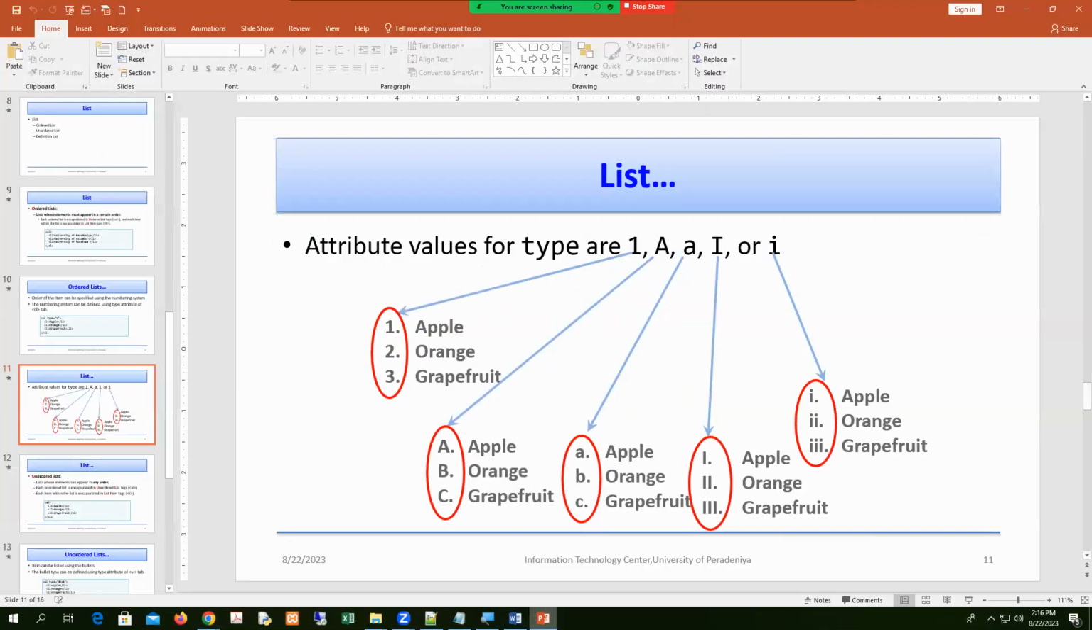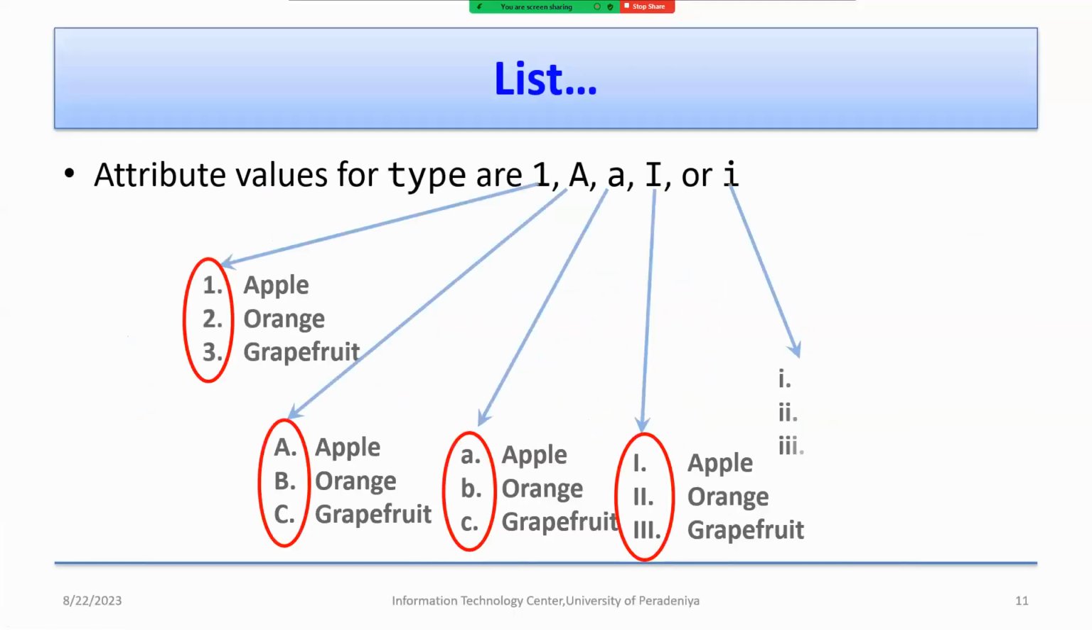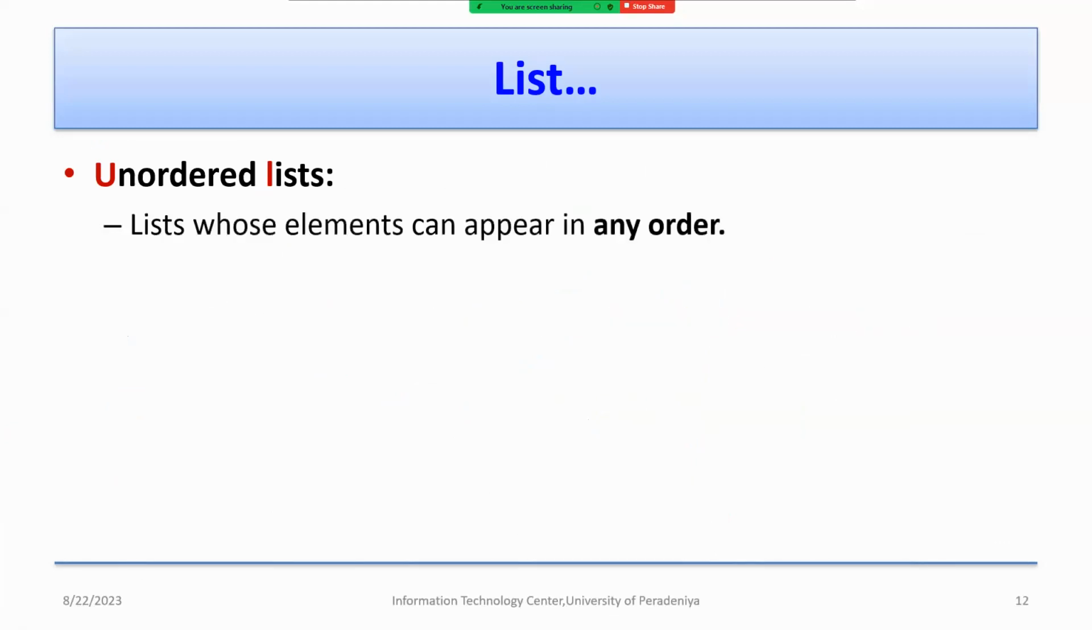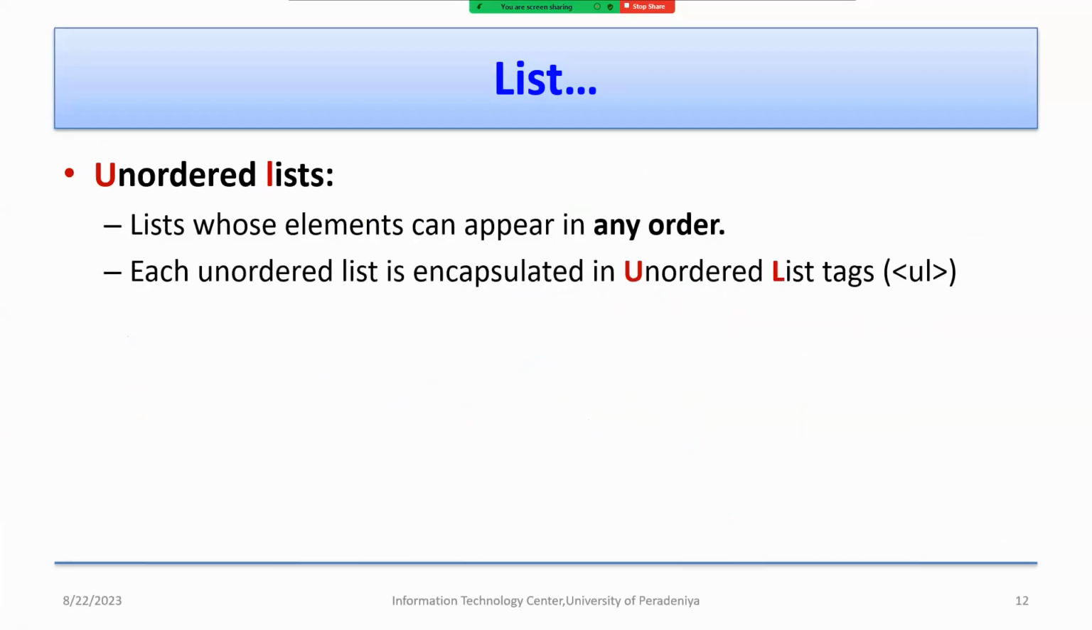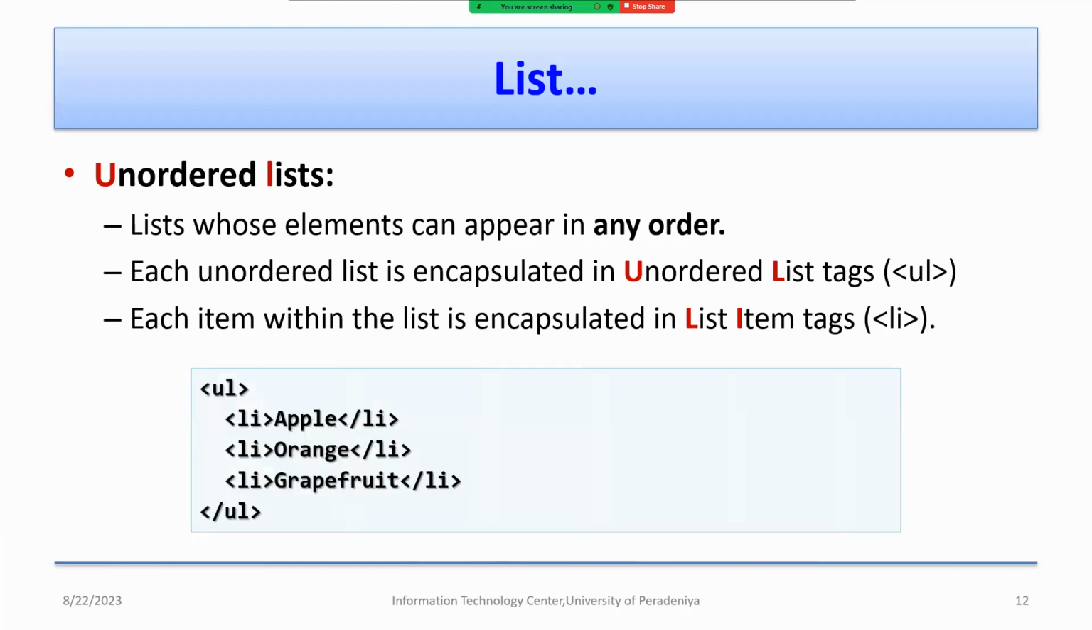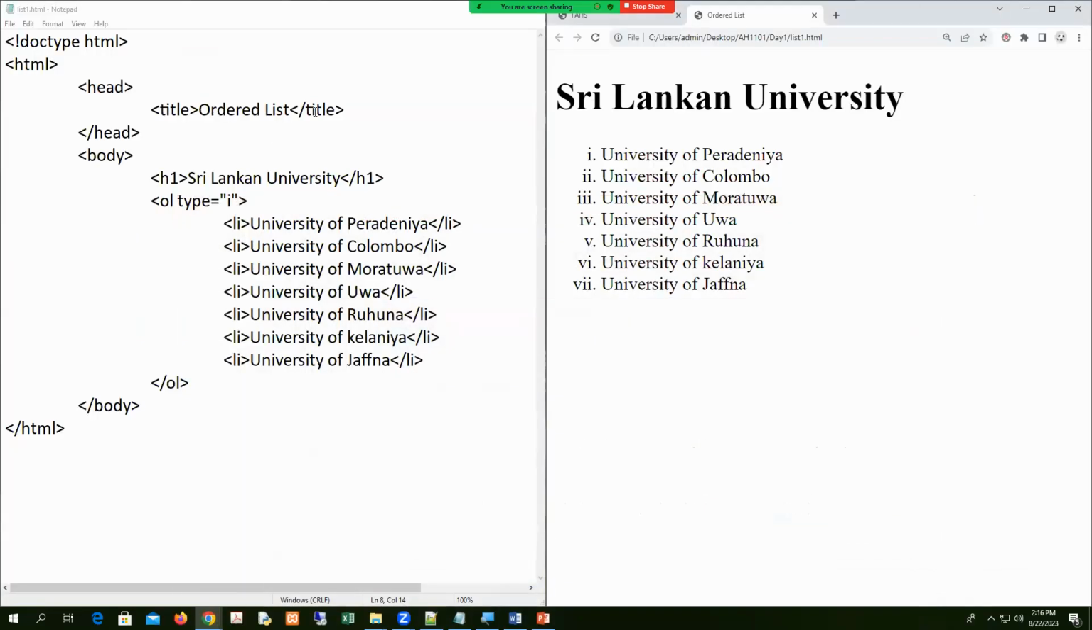Similarly, we can have an unordered list as well, with a similar pattern. Those were the numbering systems, and the next one is the unordered list. An unordered list means the list whose elements can appear in any order. Each unordered list is encapsulated with the tag UL, unordered list. Each item within the list is encapsulated in a list item, LI. So we just have to change the tag OL.